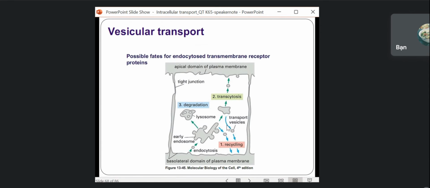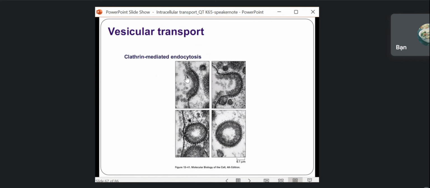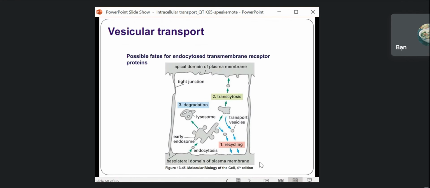For the endocytosis, sometimes they also need a trigger by the binding of the cargo to their receptor on the plasma membrane, and also in the other vesicular transport, you can see the interaction between the cargo and the receptor will trigger the vesicular transport. So what is the fate of the receptor for the endocytosis? That means after the endocytosis happens, what will happen to the membrane receptor protein?